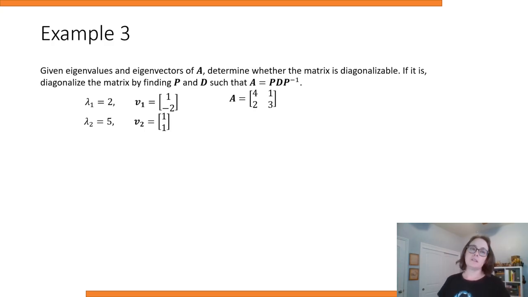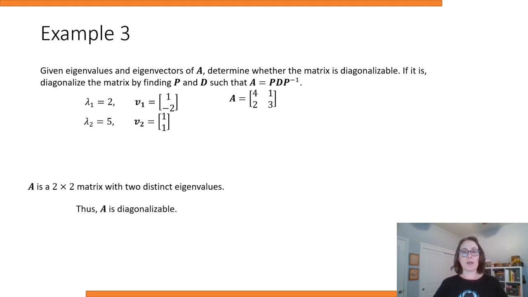And I'm given the eigenvalues and eigenvectors, so we can skip over that step, but it's the same as what we learned in the previous section. So let's say I have an eigenvalue 2 with an eigenvector 1, negative 2, and then a second eigenvalue 5 with its eigenvector 1, 1. So right off the bat, I have a 2 by 2 matrix with two distinct eigenvalues, which tells me that A is diagonalizable. So it is possible to construct P and D such that P is invertible and they multiply to give us A in this way.